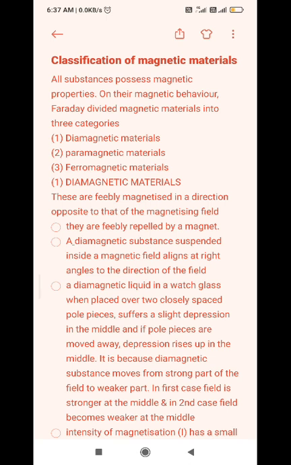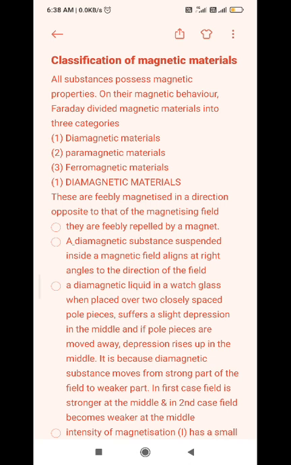So when a diamagnetic substance is inside a magnetic field, it aligns at right angles, because it is repelled. It moves away from the strong field, so it aligns at right angles, not in the direction of the magnetic field, north-south.